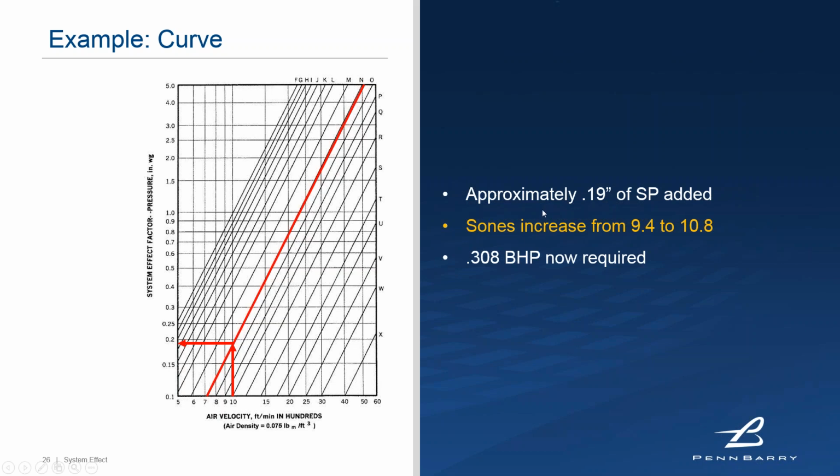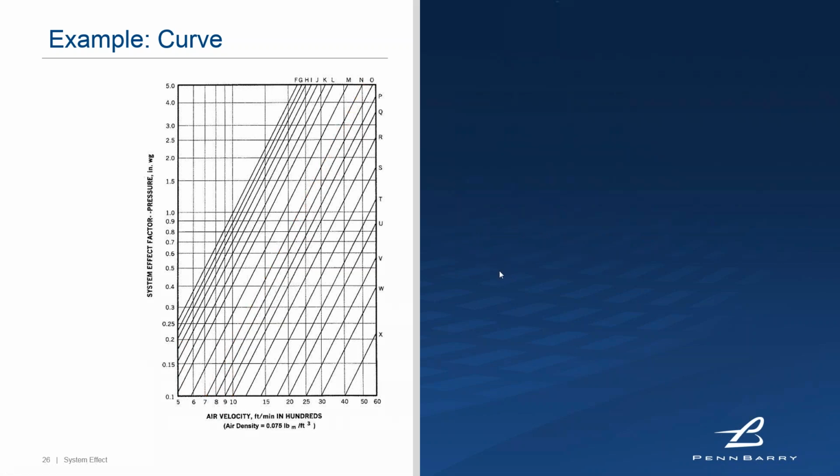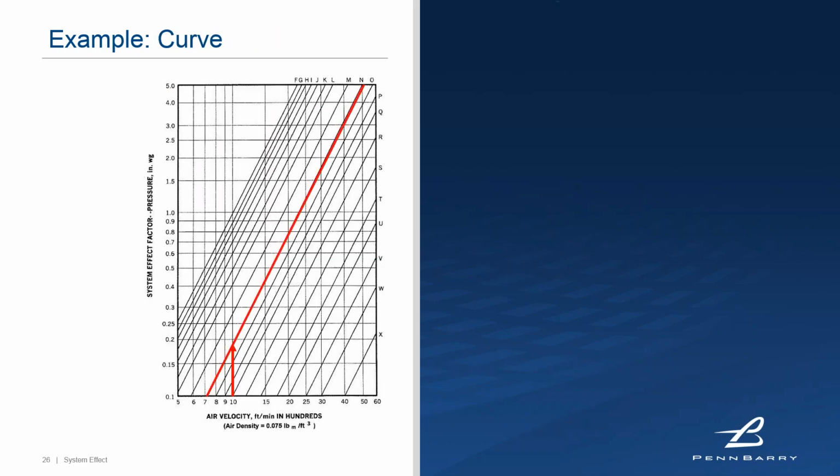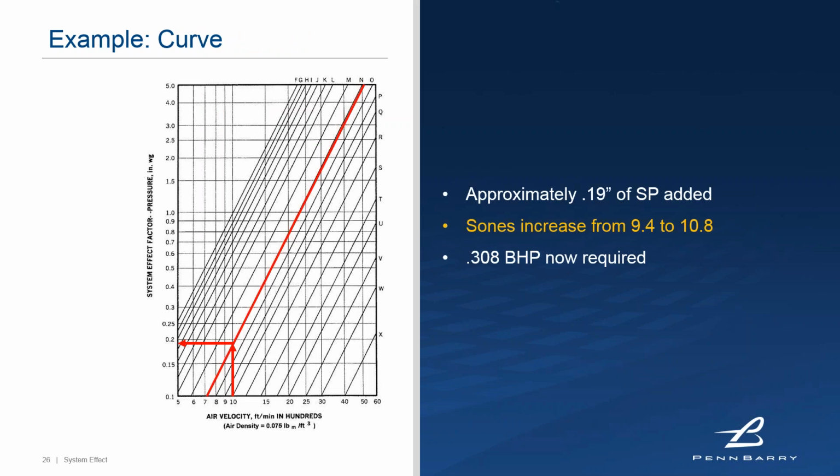So without doing all of the math, what we would end up doing is reselecting this. Instead of saying, hey, it's a half inch or whatever it was, I don't remember the exact number, we would now say it's 0.69 inches, and we would run that, and the fan would need to be sped up. Your sound would increase, and your brake horsepower would increase. So I want to say before it's 0.25, 0.235. So now we have gone up to 0.308.